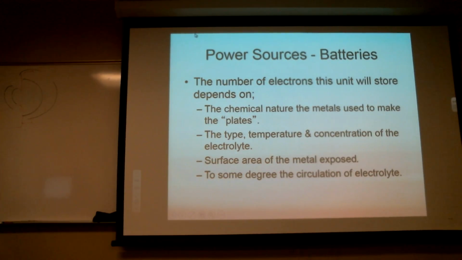It really is going to depend on a number of things. Obviously, the amount of material that's in there. If I make a battery as big as this room, it's going to store more electrons than this little bitty one, right? So the chemical nature of the metals used to make the plate will have some variation in the amount of electrons stored. But more so, the chemical nature of the metals will determine the voltage potential between the two metals.